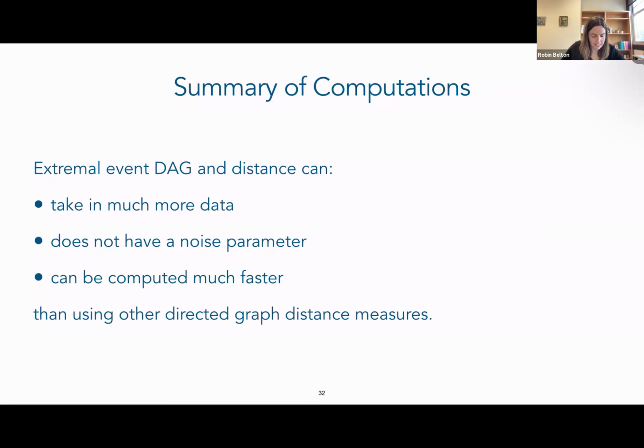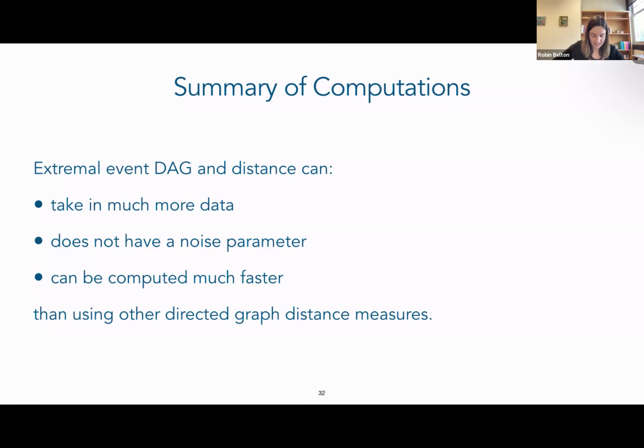The extremal event DAG does not have a noise parameter, whereas with the previous method, you did have to specify an epsilon noise level and then repeat the experiments for a bunch of different noise levels and figure out how to average and aggregate those together. As a result, this extremal event DAG distance can be computed much faster. It also doesn't rely on an NP-complete graph theory problem, which the previous method did. It relied on finding the maximal common edge subgraph.